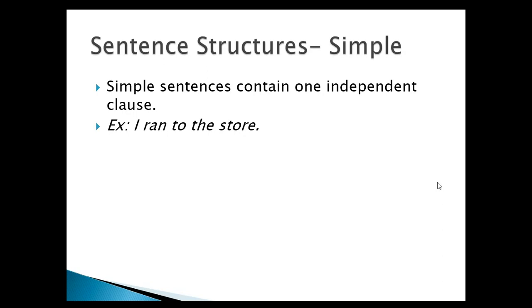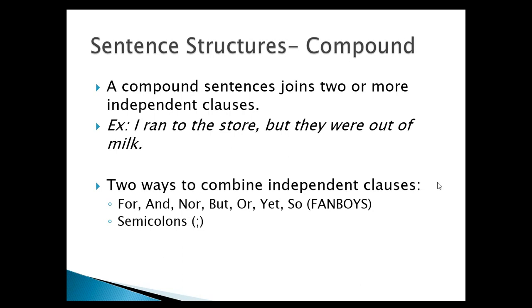Sentence structures: the first one is a simple, right? It contains one independent clause. I ran to the store. A compound sentence contains two independent clauses joined by a conjunction. So, I ran to the store, but they were out of milk. You see, I ran to the store, independent, can stand by itself. They were out of milk, independent, can stand by itself, joined with the FANBOYS conjunction, which is the but.